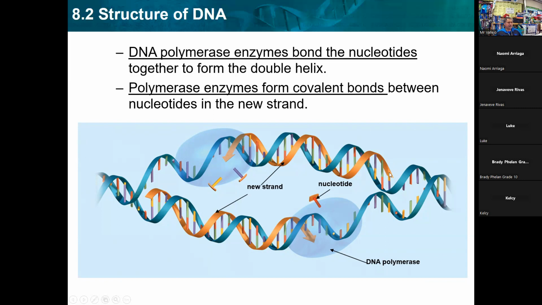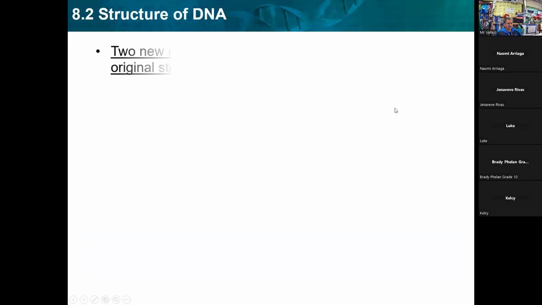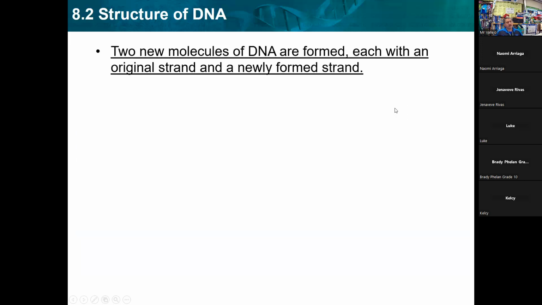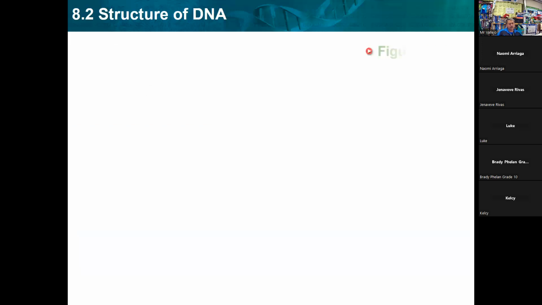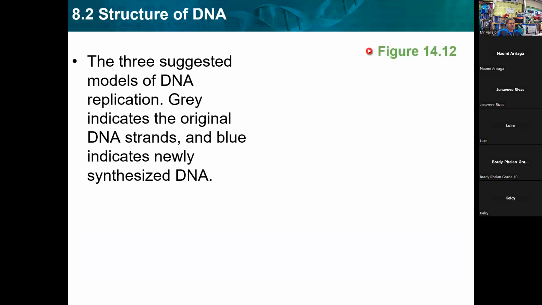The polymerase enzymes form covalent bonds, and these are the ones we expect to see that connect the edges or the steps of the ladder. When all this is done, you get two new molecules of DNA, and each has one original strand and a newly formed strand. So we call this a semiconservative method of DNA replication. But they didn't always think that this was the way it was. And so there are three different possibilities.